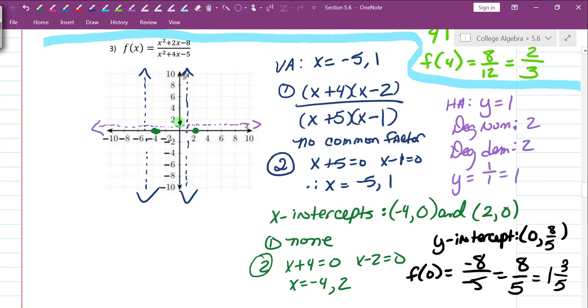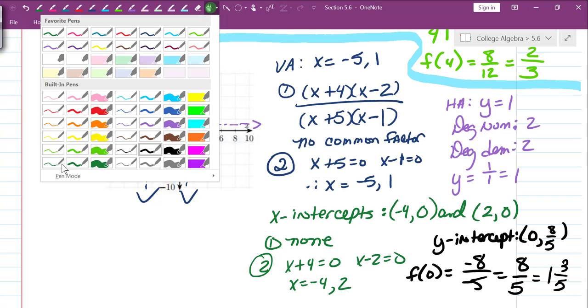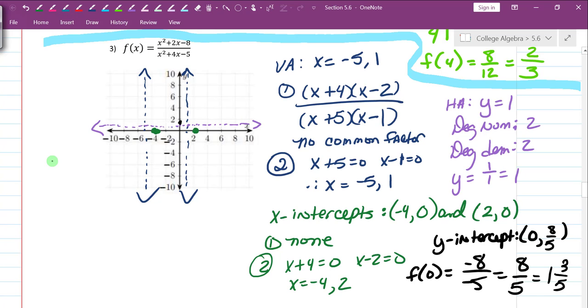So now the next thing I need to do is determine my different areas. I need to find some points over here, so that will be less than negative 5. So I'm going to say where x is less than negative 5, I need 2 points. So I'm going to let x equal negative 6 and negative 8. And we'll solve for our y.